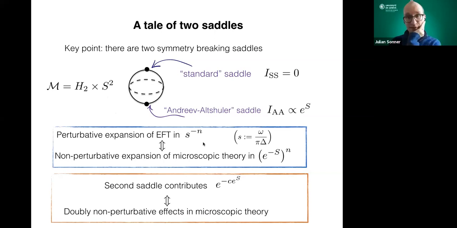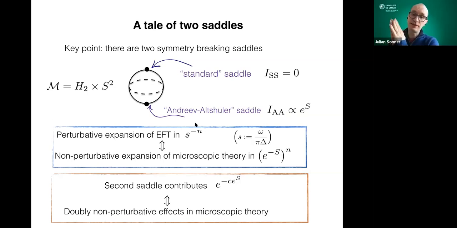First of all, there is a typographical explanation. There is capital S, which is entropy, and there's little s, which is energy. Unfortunately, this is standard in the literature. So little s is the energy difference divided by the mean level spacing.